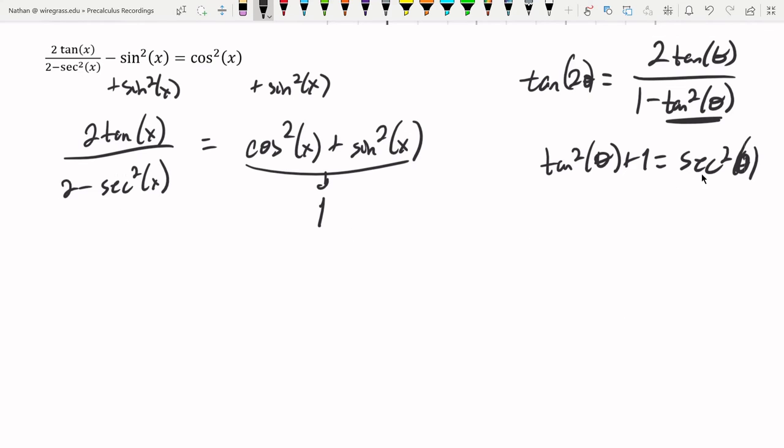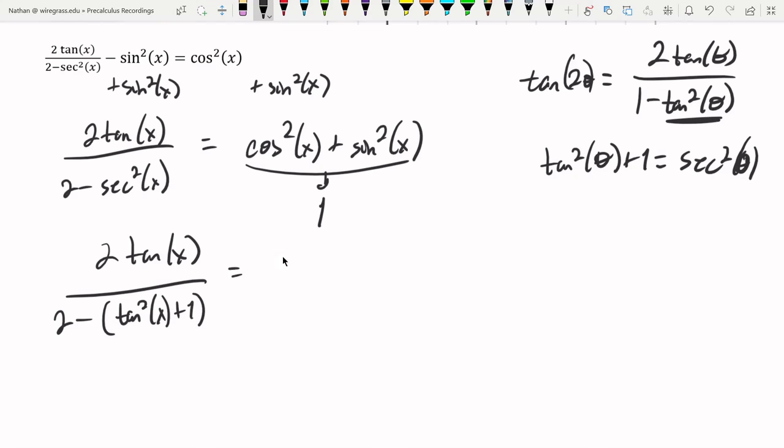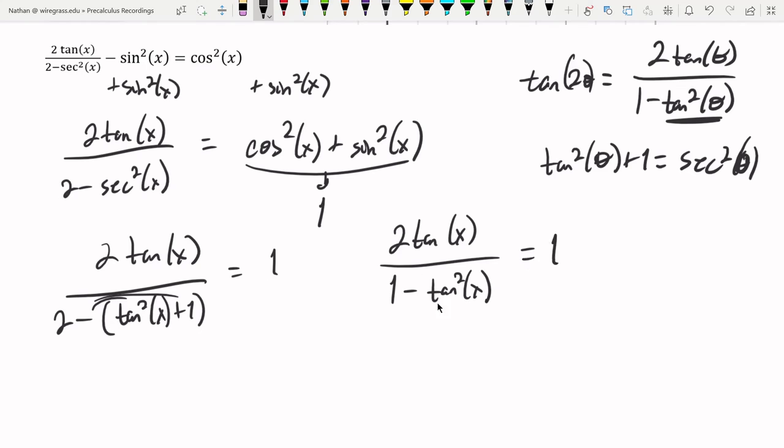And I can just plug this thing into there. We're going to get 2 tangent x over 2 minus tangent squared x plus 1 equals 1. Distribute the negative. You can see that the 2 minus 1 cancel. That's going to give me 2 tangent x over 1 minus tangent squared x equals 1. But this is just tangent 2x. So we get tangent 2x equals 1.